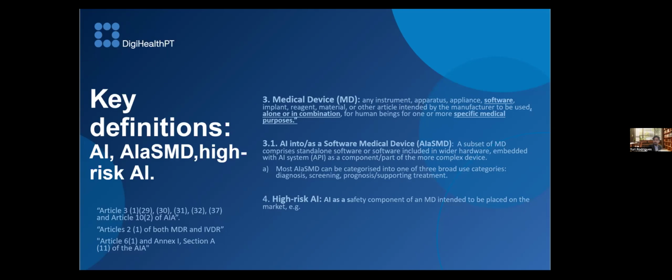Most AI as a medical device is used for the following common use cases: diagnosis, screening, and prognosis, especially advanced in medical image. Then, when we have this sort of AI in a medical device, based on the AI Act definition, we are talking about high-risk AI, since this AI will probably be a safety component of a more complex medical device, provided that there is an intention to put those products in your market.